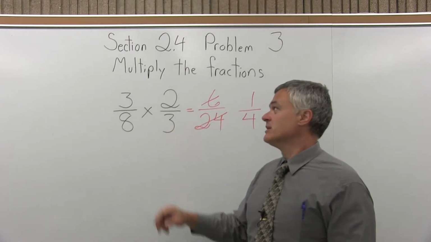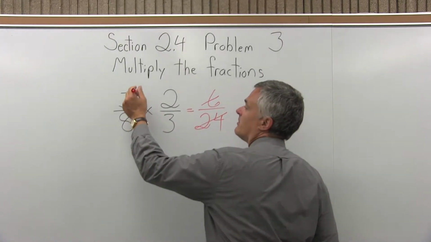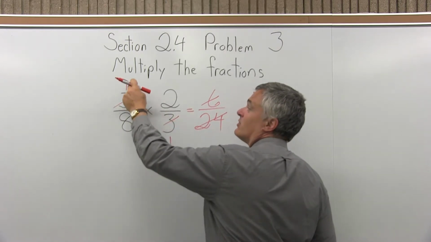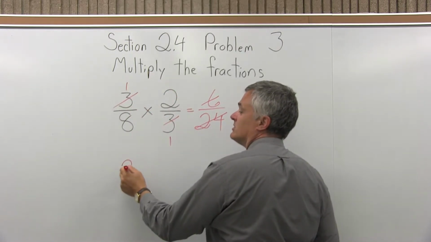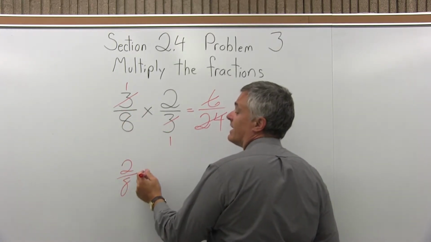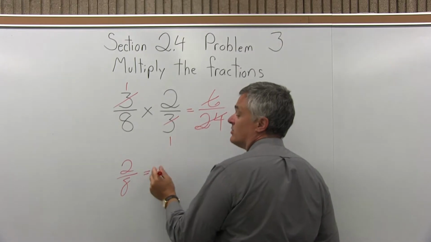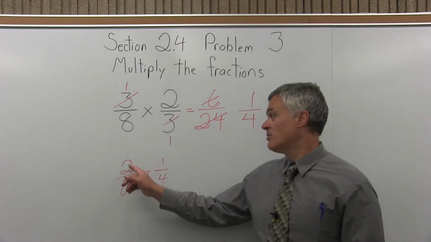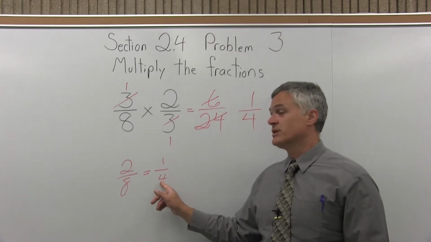Now, this is one of those problems where you could have reduced earlier, or what they call pre-reducing. So notice 3 on the top, 3 on the bottom. I could say 3 goes into 3 once, 3 goes into 3 once. And now you're left with top times top, 1 times 2 is 2, and then bottom times bottom, 8 times 1 is 8. And then can I reduce that? Well, yes, 2/8. 2 goes into both evenly. It reduces to 1/4. 2 goes into the top once, and it goes into the bottom 4 times.